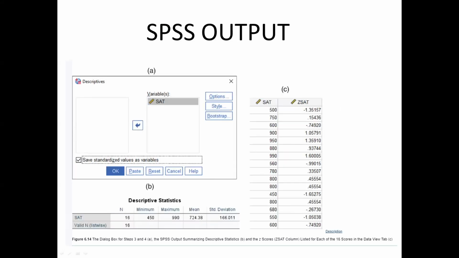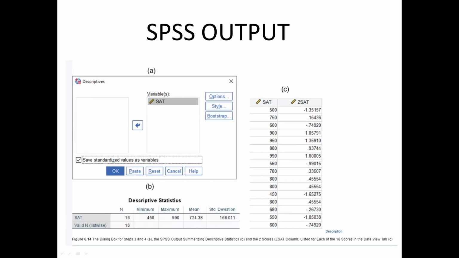Now, this is your SPSS output. The first thing we will look at is A. You will go to the menu box. You will then click Analyze, then Descriptive Statistics and Descriptives, and you'll see the dialog box A. However, SAT will be over in Descriptives. You will click the blue arrow and it will move your variable to SAT under Variables.